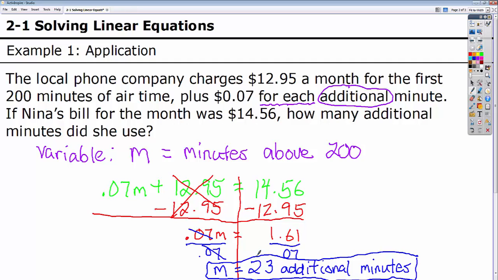If you get like 2,700 additional minutes, then you want to go back and check your work, make sure you didn't multiply where you should have divided, or added where you should have subtracted, something like that.